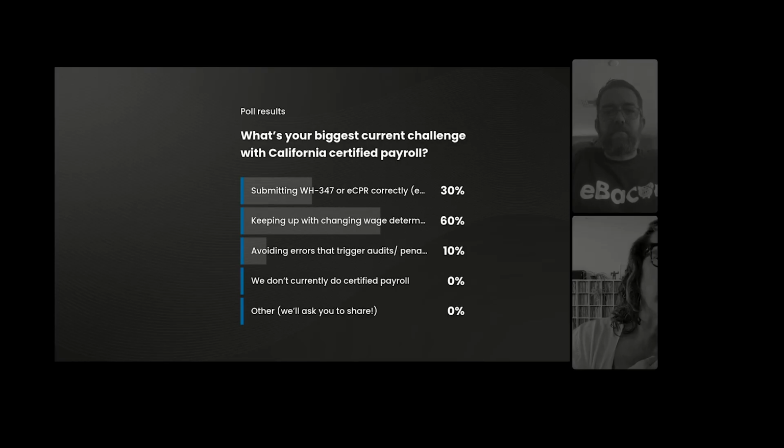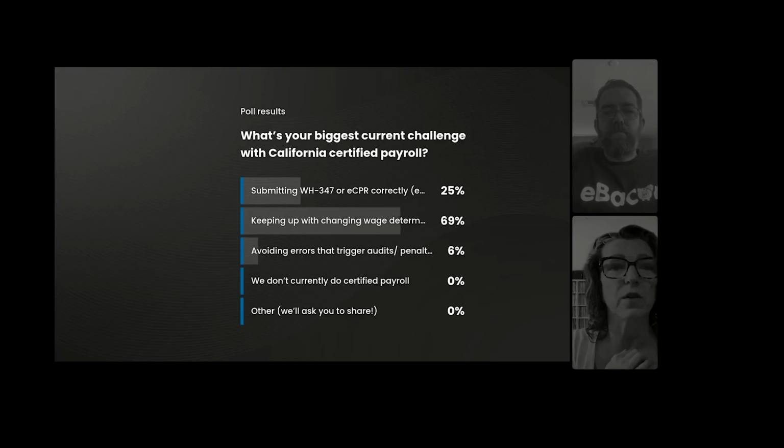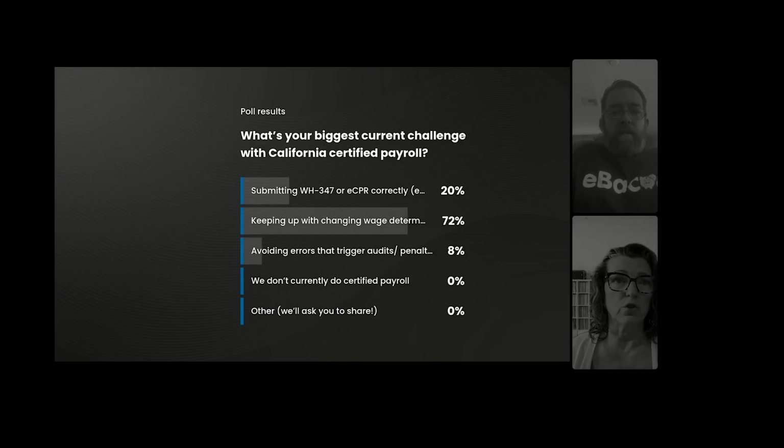Keeping up with the changing wage determinations or fringe tracking seems to be the winner here. And boy, are wage determinations difficult. You know, so many different numbers and hard to keep up with for sure. Okay, let's jump to the next slide.